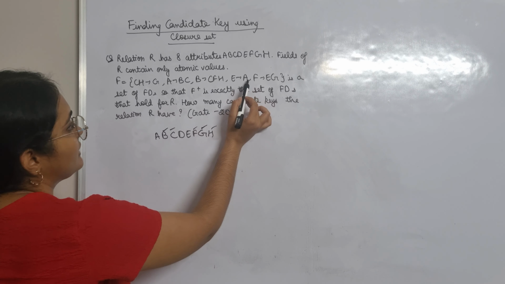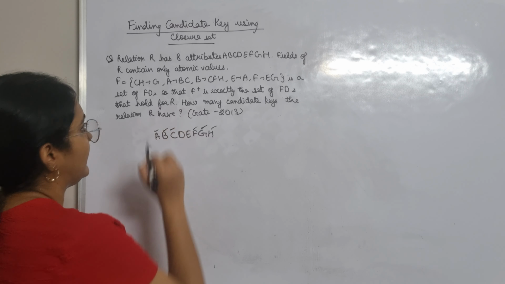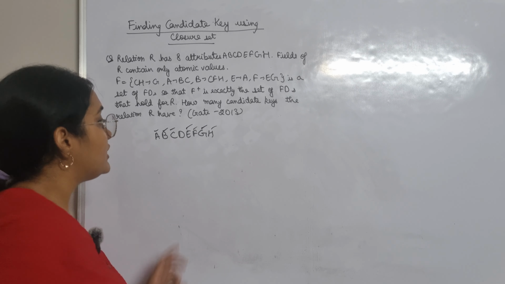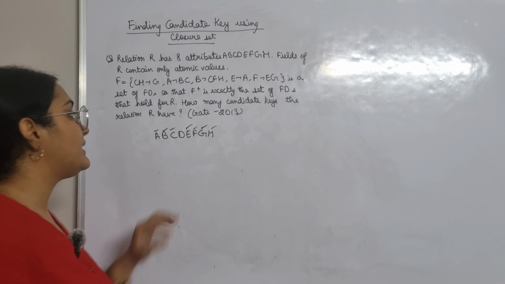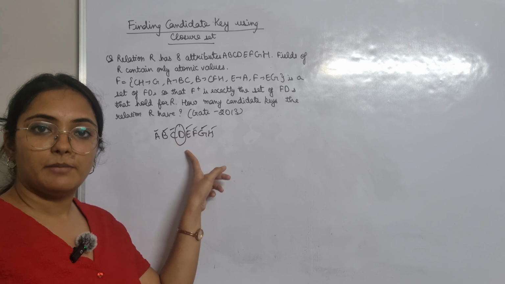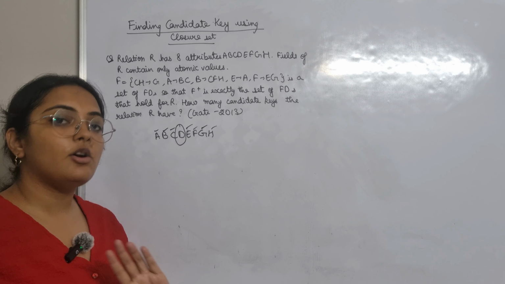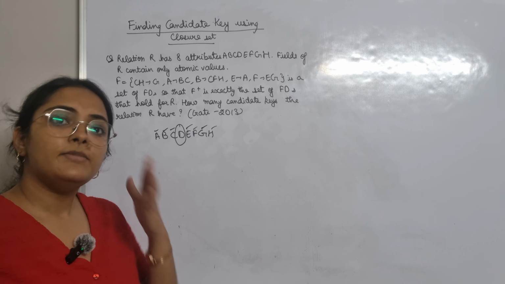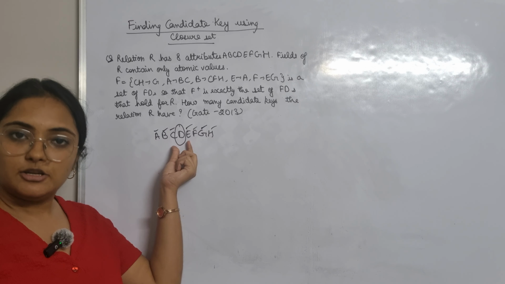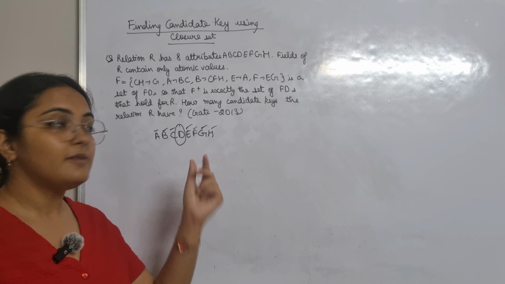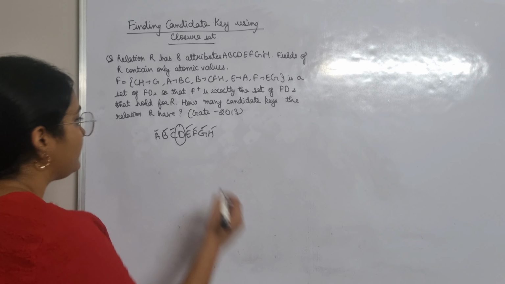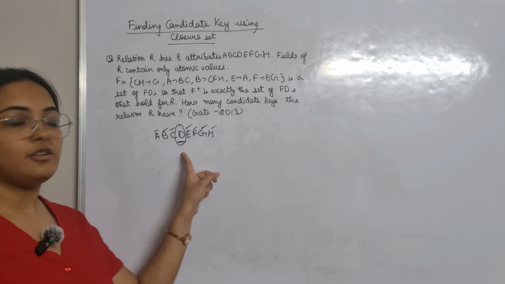A appears on the right hand side of some functional dependency. EG appears on the right hand side of some functional dependency. So the attribute which is not appearing on the right hand side of any functional dependency is D. So you identify that D is not functionally dependent on any particular attribute or any particular set of attributes. So in order to determine the value of D, it has to be included in the candidate key, because otherwise you can never find out, because it is not dependent on anyone. So D has to be a part of the candidate key.